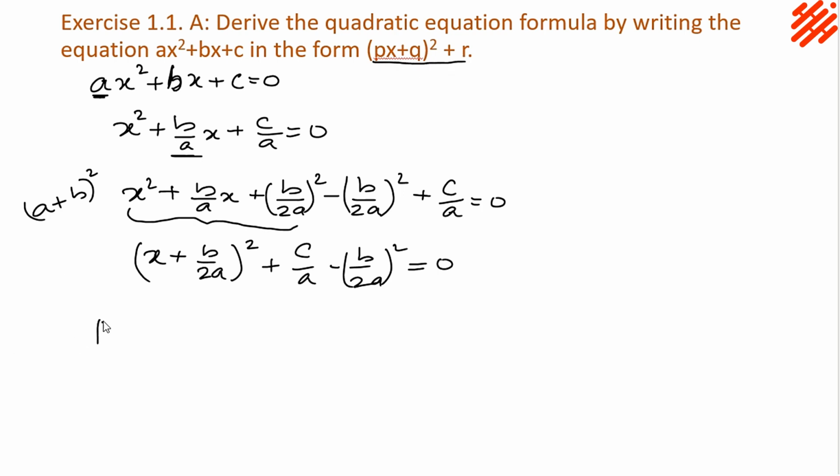So here p equals 1, q equals b by 2a and r equals c by a minus b by 2a the whole square. So hence we arrive at the form.